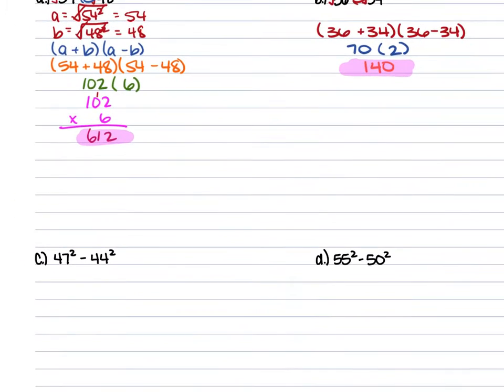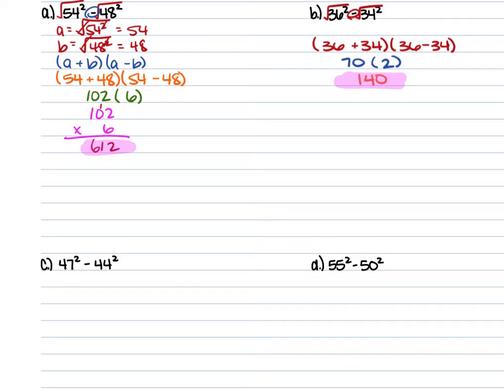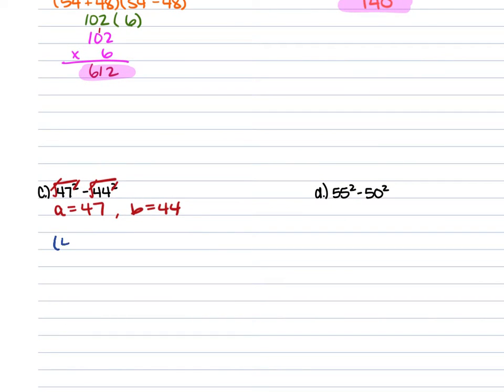For example C, we're given 47 squared minus 44 squared. So we can take the square root of the 47 squared. We can take the square root of that 44 squared. We have an A of 47, a B of 44. So we're going to use the A plus B times A minus B. This gives us 47 plus 44 times 47 minus 44. That 47 plus 44 gives us 91. 47 minus 44 is 3. The 3 times 1 is 3. The 3 times 9 is 27, so that's 273.